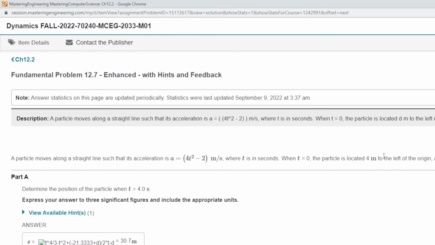And I don't know what that is. That's like a little image or something. I don't know what that is. But express your answers in 3 significant digits. What is the view available hints? Hints, I'm sorry.